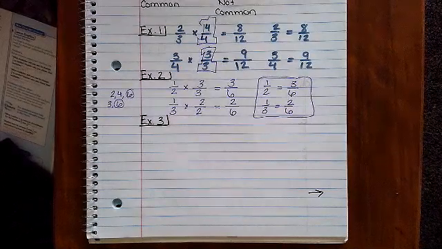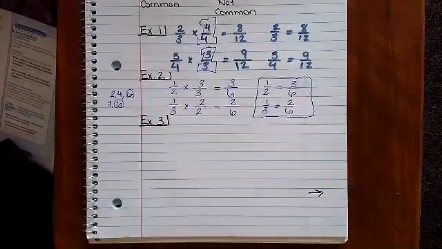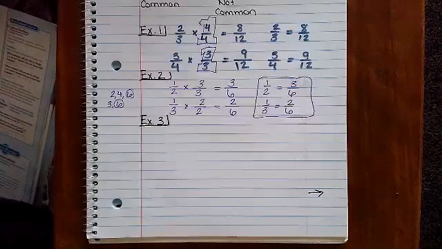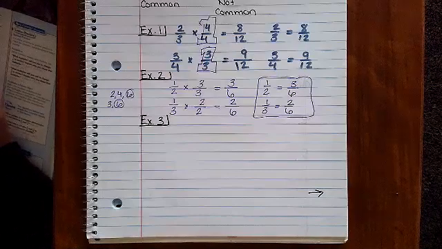For example, a common denominator for 1/2 and 3/8 is 16, because you could take 2 and 8 and multiply them to get 16. But a lower common denominator is 8. So usually when we're looking for common denominators, we want to look for the least common denominator.